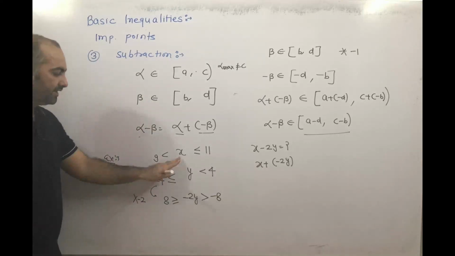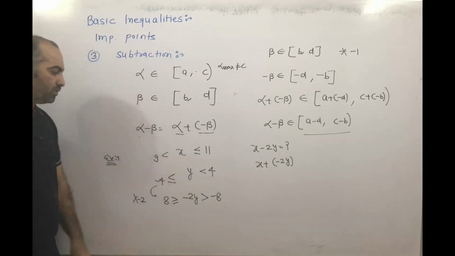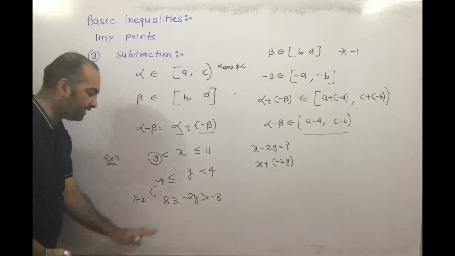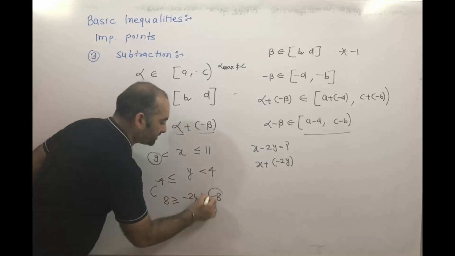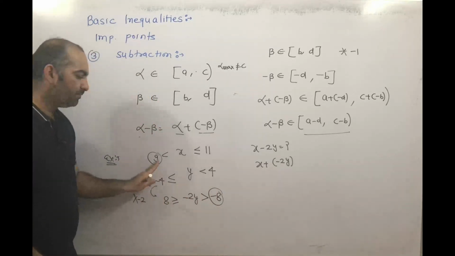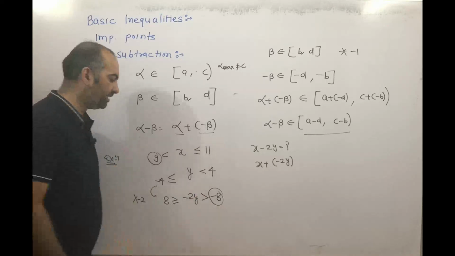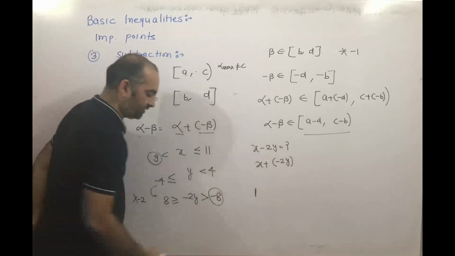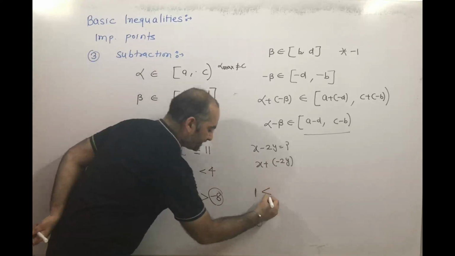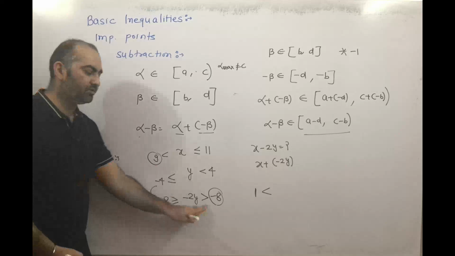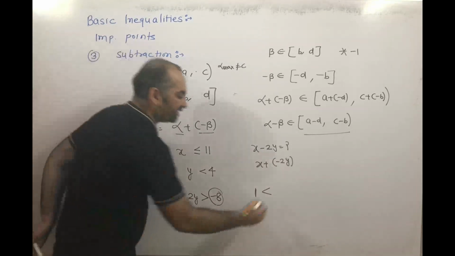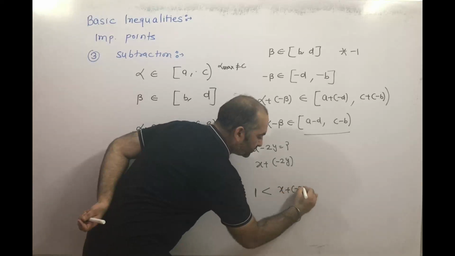Now we will add this one and this one. What is the x minimum? That is 9. And what is the minimum of minus 2y? That is minus 8. So 9 plus minus 8 is 1. This is the minimum value of x plus minus 2y, and the less than sign will come because both are not included, so definitely only less than will come.